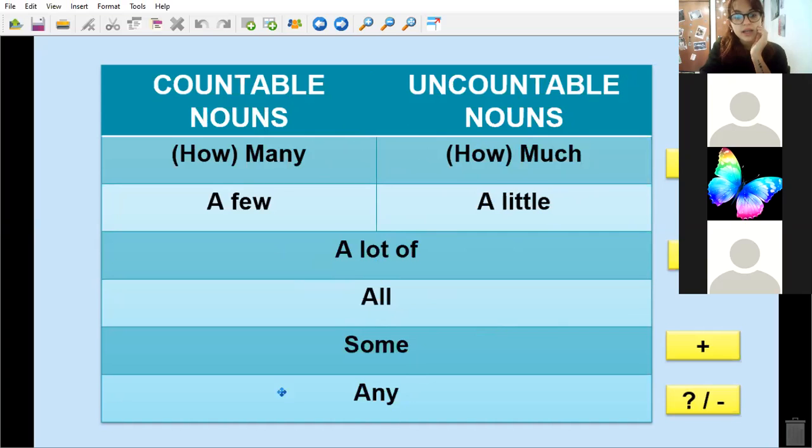some and any. No, this one's to mean little quantities. And then we have all that is used with both, some and any that are used with both, but the difference is that some is used with positive sentences and any with questions and negatives.